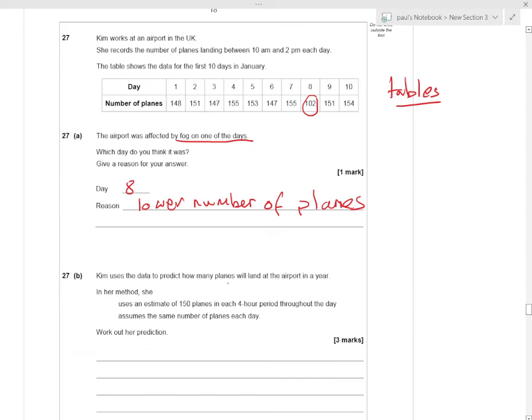Kim uses data to predict how many planes will land at the airport in a year. In her method, she uses an estimate of 150 planes in each 4-hour period throughout the day. Assume the same number of planes on each day. Work out her prediction. She's got 150 planes in each 4-hour period. So 24 hours divided by 4 equals 6 periods. So we need to multiply that by 6, and that gives us 900 a day.